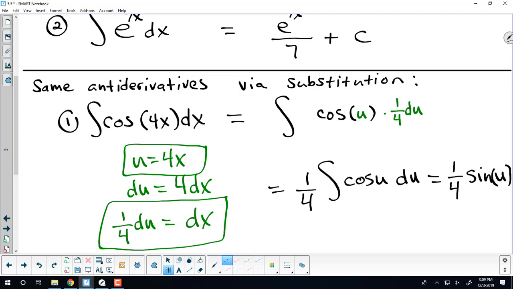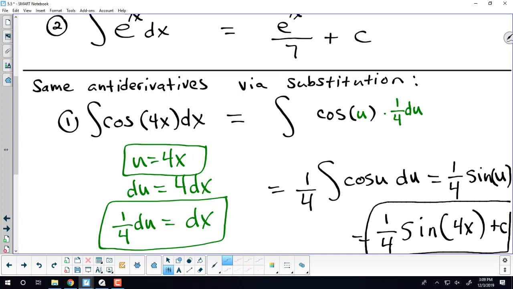Sine u plus c, and u was 4x. So what we have is the same thing as our table would indicate: 1 over a sine of ax. So all of those ones with the a's present, they're already a u substitution. You just don't have to u substitute if you remember that.